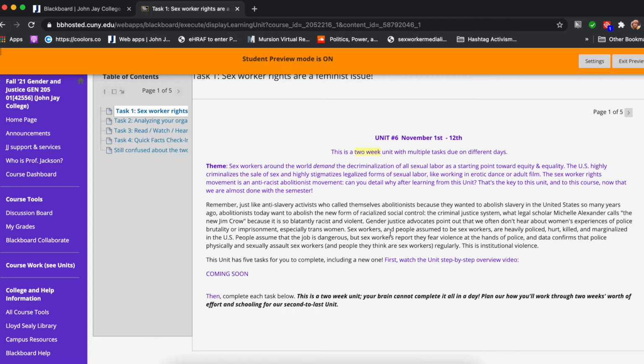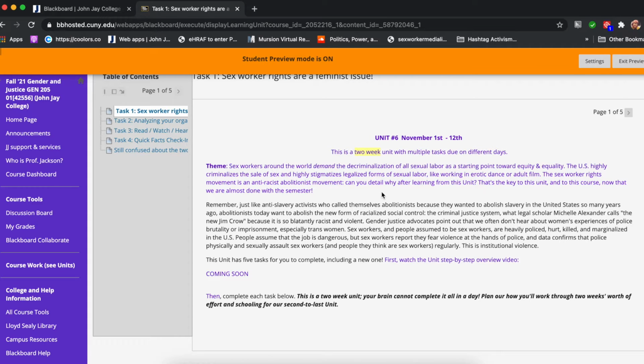partially because it's criminalized. Gender justice advocates have long pointed out that we don't hear about women's experiences of police brutality or imprisonment, particularly trans women. And sex workers as a specific gendered group, many sex workers are cisgender women and transgender women, but there's also gender non-binary people who engage in sex work. There's cisgender men who engage in sexual labor as well. But it tends to be cisgender and transgender women, particularly of color, who either are sex workers or are assumed to be sex workers, who are heavily policed.